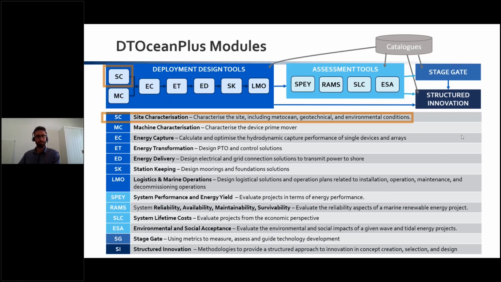So UN has presented the module that deals with the characterization of the site, which is here in the process. Then usually what a user will do is that he will also use the MC module here, which is the machine characterization module. In that module, he will define the machine itself. And if the machine is floating, this is where he will derive and compute the hydrodynamics data.